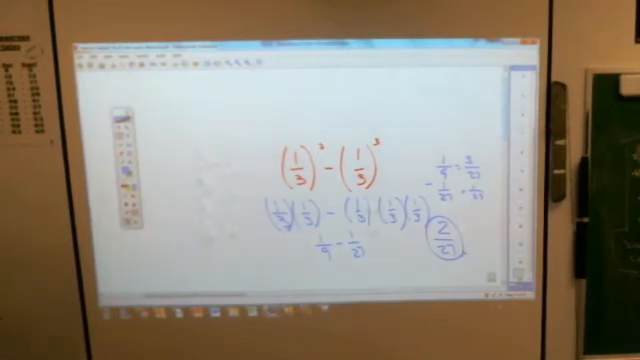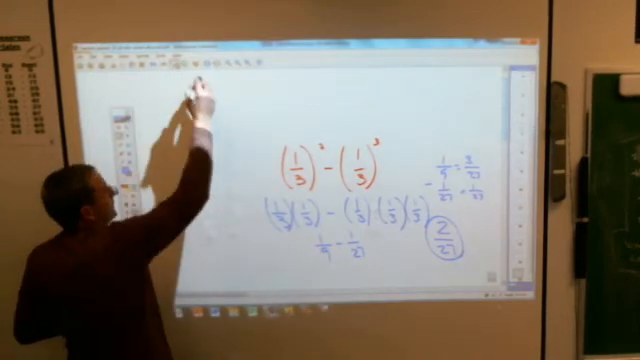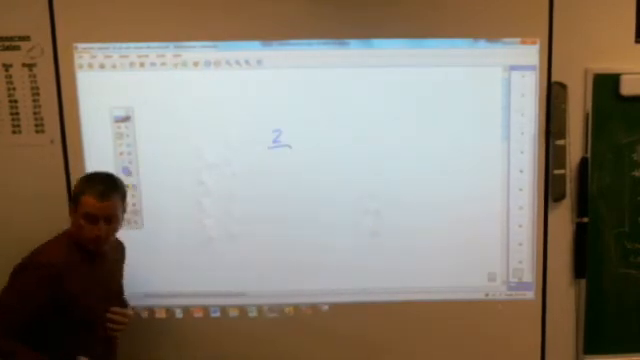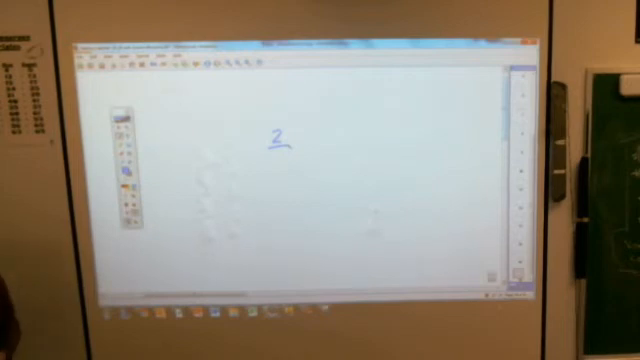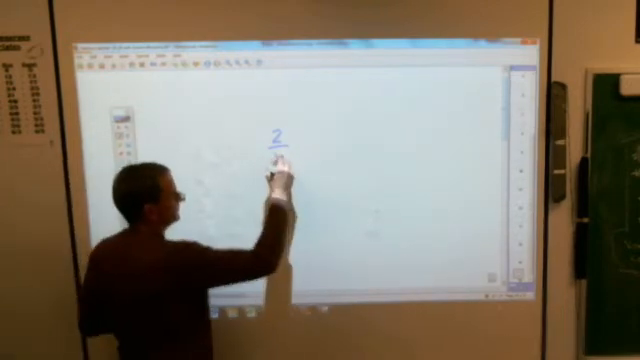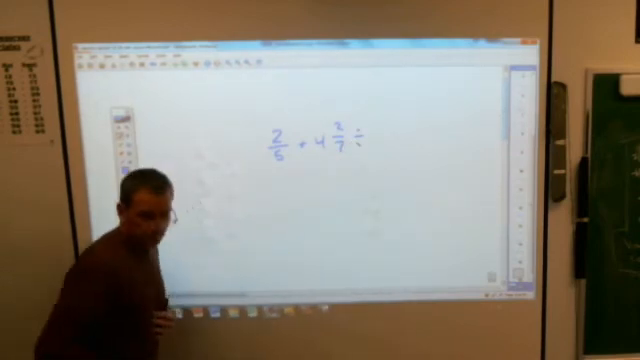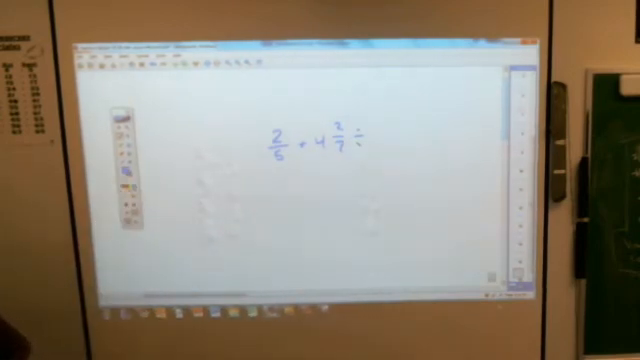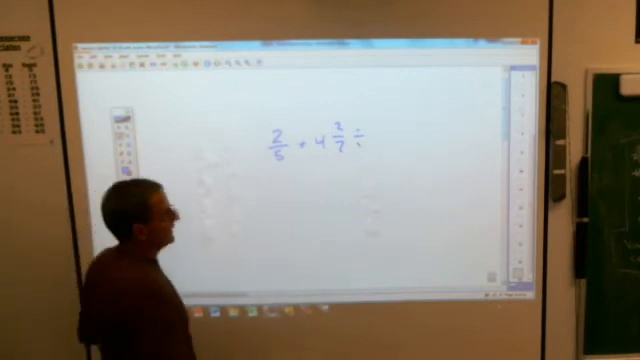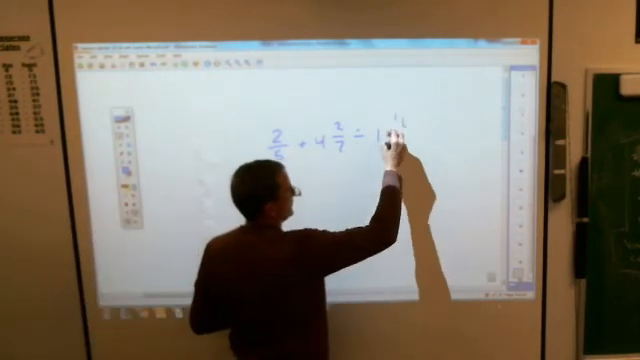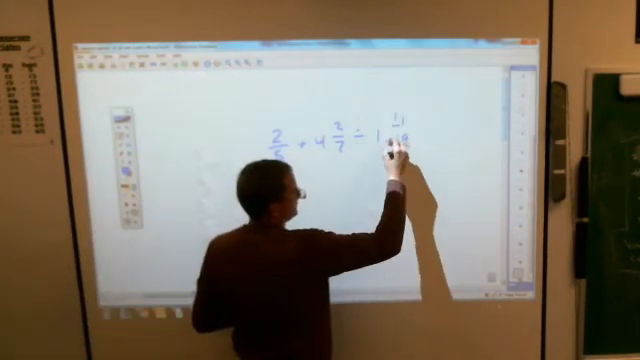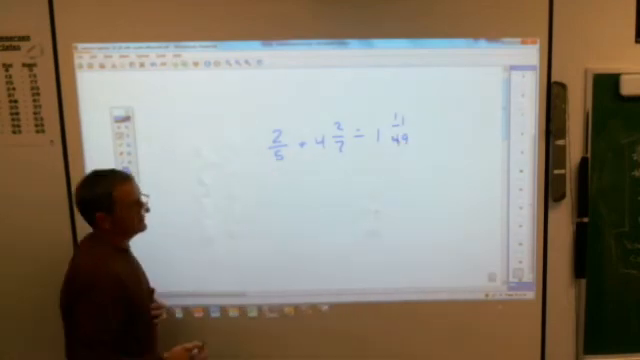Sure. Oh, that one is kind of ugly. I'll give you that one. Not hard. Just confusing. Plus 4 2/7, divided by 1 11/49. Why would they give you something like this? Because they're cruel and evil. I'm going to guess it gets easier after we do the first step.